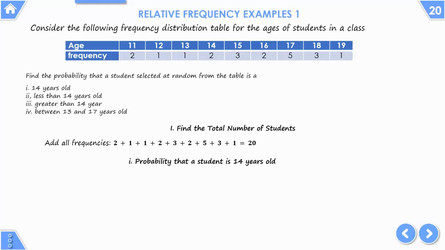Then the probability that the student is 14 years old. From the table, you can see that the number of 14-year-olds is 2. So using the formula of relative frequency, we have the number of outcomes for the event we are working with all over the total number of students. That is 2 over 20, and we have 1 out of 10.